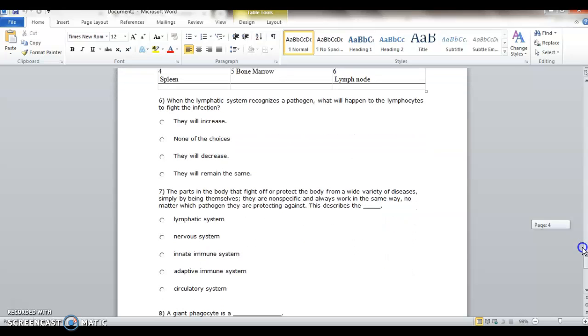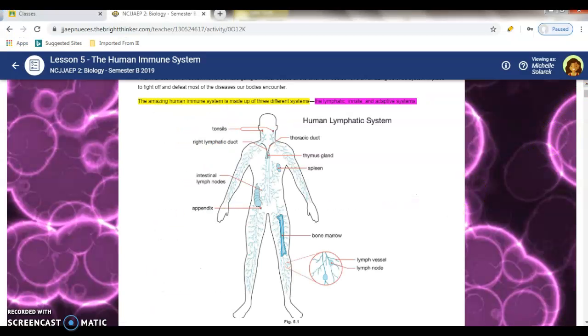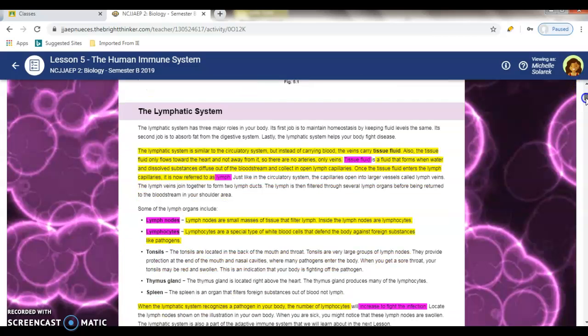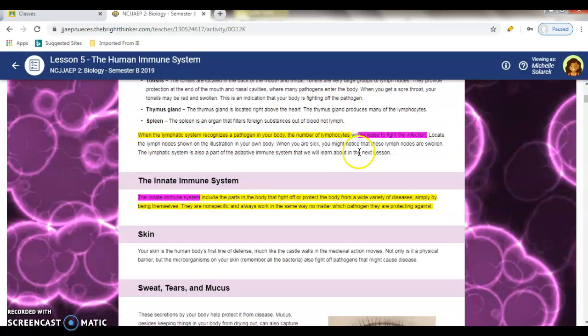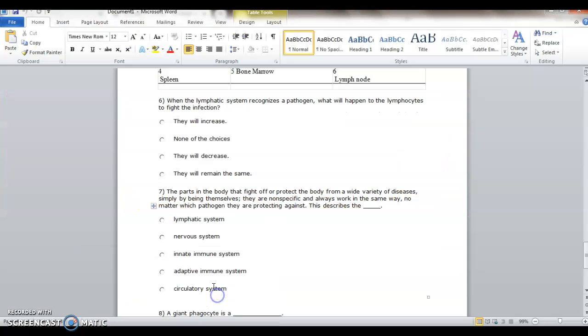Number 6. When the lymphatic system recognizes a pathogen, what will happen to the lymphocytes to fight infection? If we scroll down, we will find that answer. It will increase to fight the infection. So they will increase.